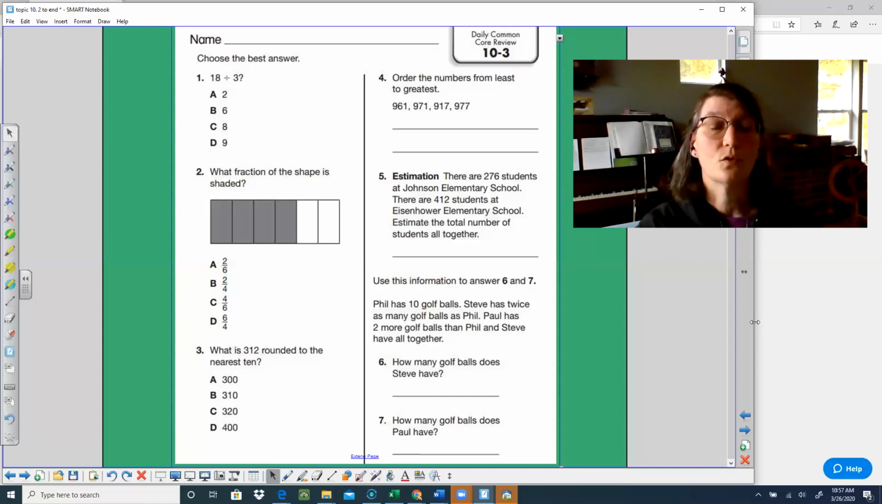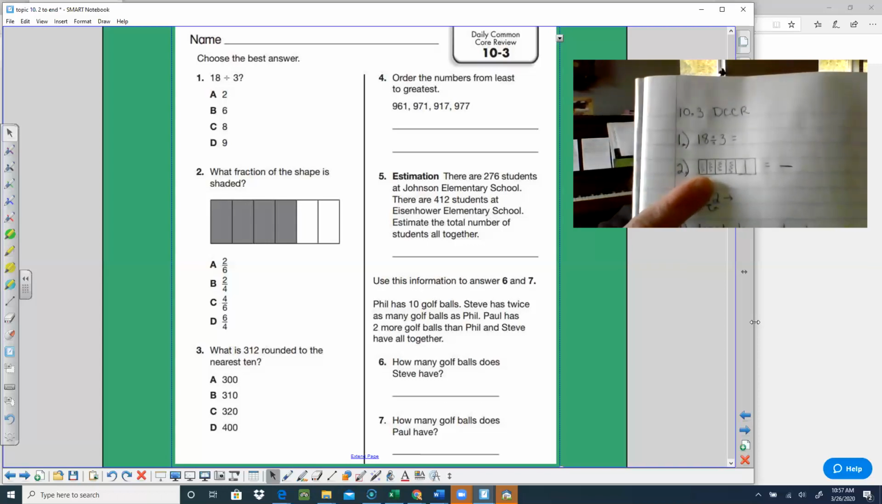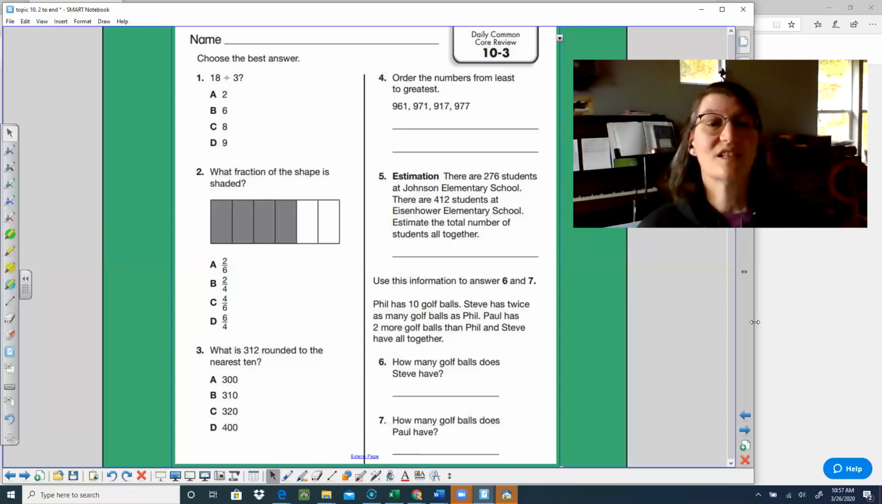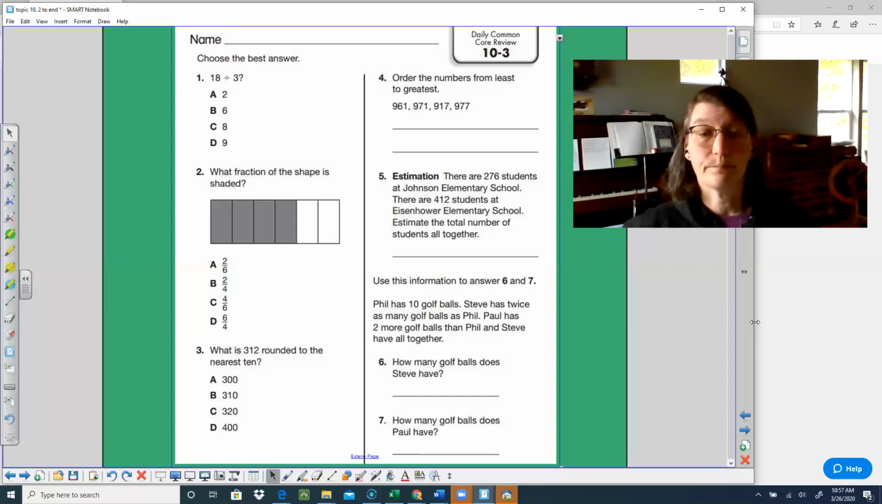Okay, number 2, what fraction of the shape is shaded? So if you think back to what I did, I drew the fraction. I drew 6 boxes and I shaded 4. So you need to decide, does the shaded portion represent 2/6, 2/4, 4/6, or 6/4? And number 3, what is 312 rounded to the nearest 10?